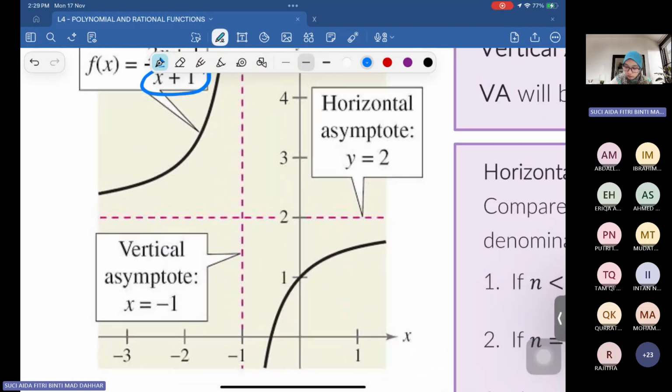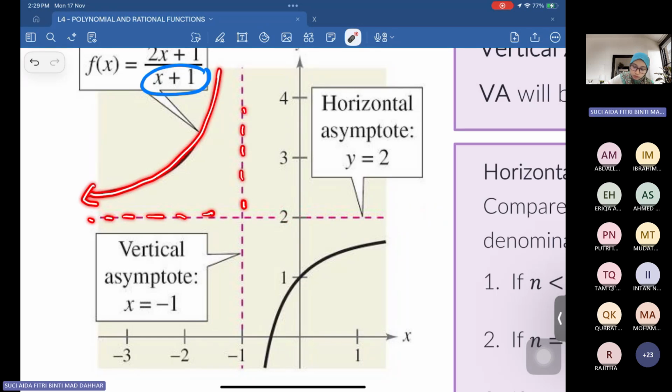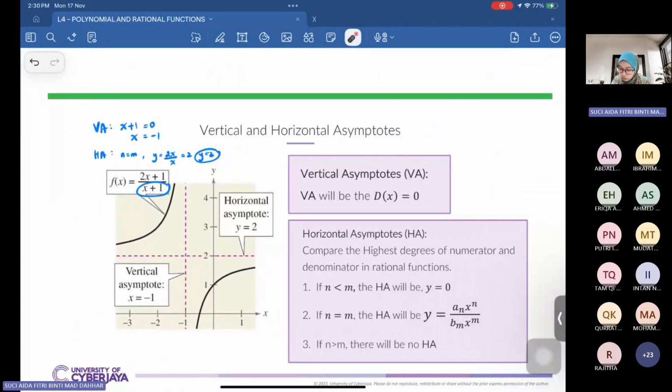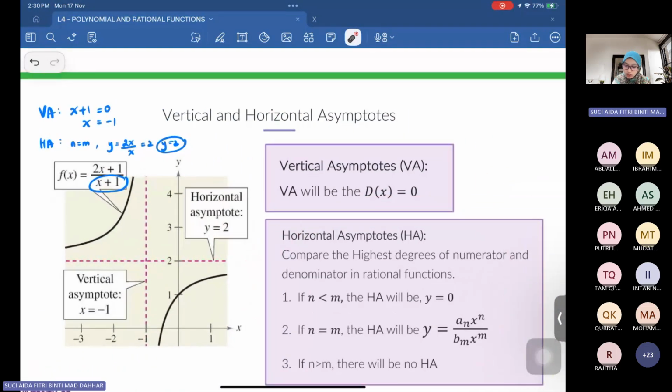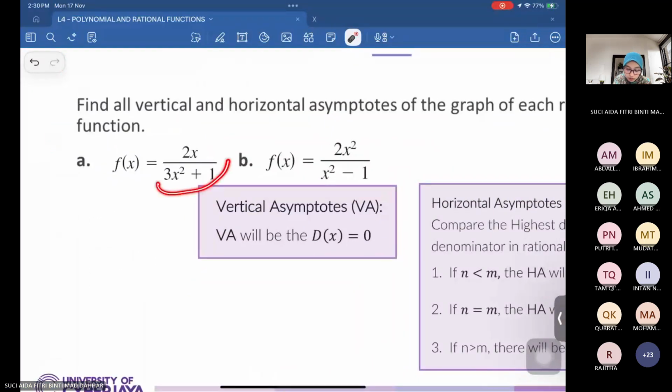Now look at the graph. See, you have a dashed line at y equals 2. Then you have one graph up here that will never meet this dashed line. It will also never meet another dashed line here. Okay, so this is our graph. Is that clear? Okay, so you have to remember these rules.